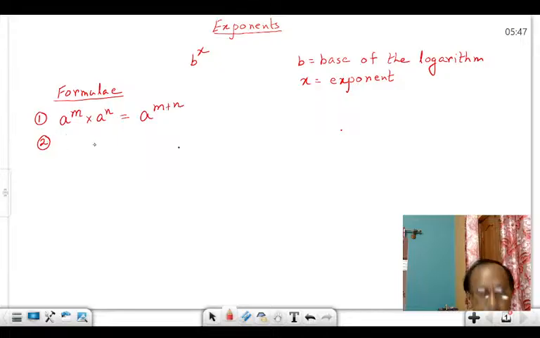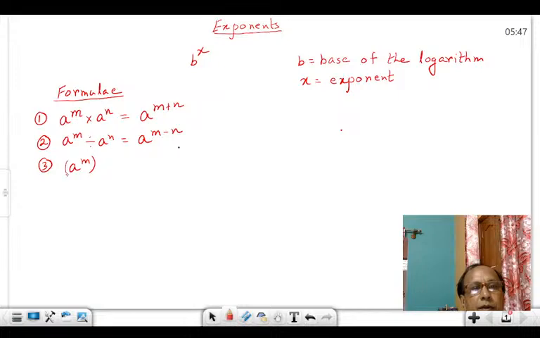And if it is division, that is a to the power m divided by a to the power n, then it will be written as a to the power m minus n. That is, the power will be subtracted. And number 3 formula is a to the power m, to the power n, then it will be multiplied: a to the power m into n.